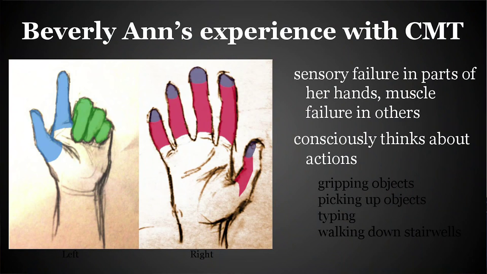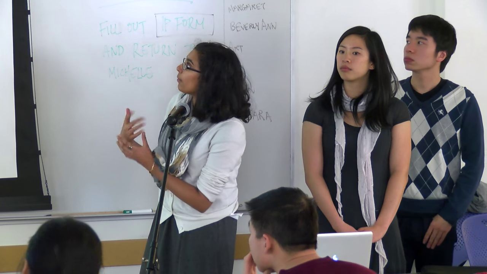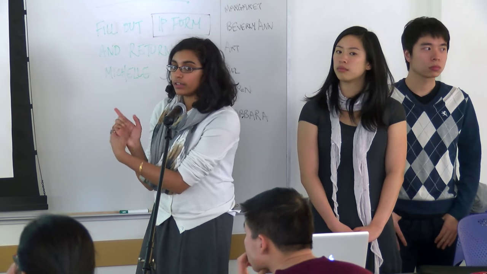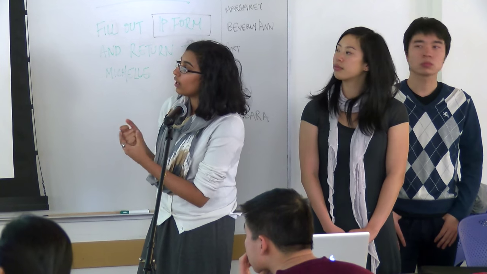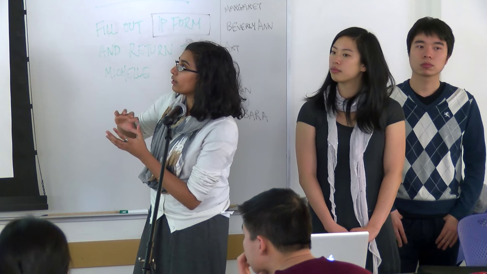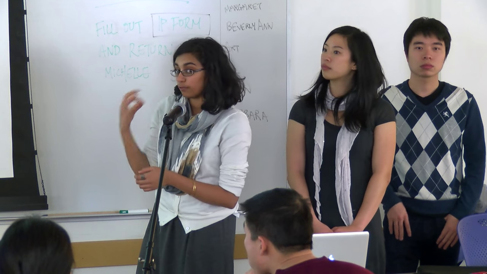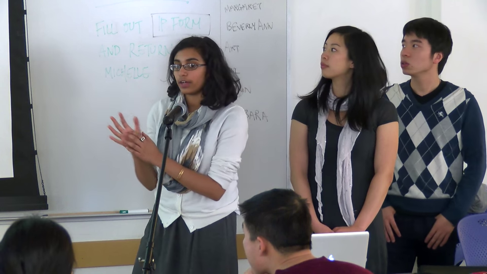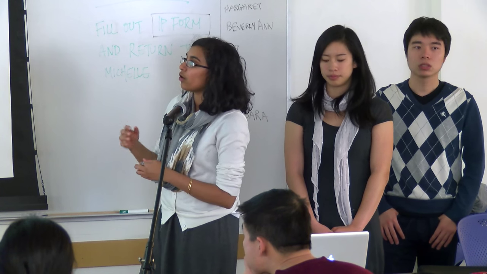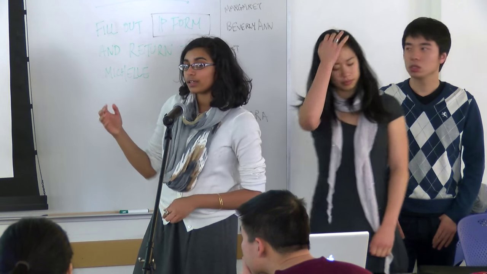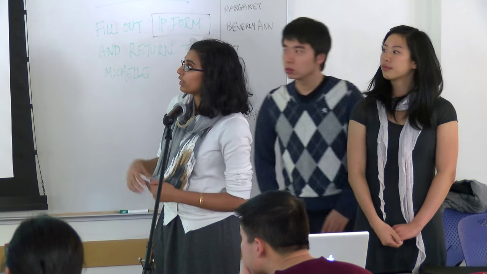So everyone's experience with CMT is different. And in the case of Beverly Ann, it mainly manifests in sensory failure and muscular failure in her hands. If you can see the diagrams over there, on the left hand, the blue areas are completely functional, but the green areas are experiencing muscular failure, and they tend to curl in, so they don't open, and thus they're very useless to her. On her right hand, the gray areas are areas where she can feel really well, but the red areas are areas where she cannot. She feels numbness, and so she has trouble gripping things as a result because she loses feeling in that hand.